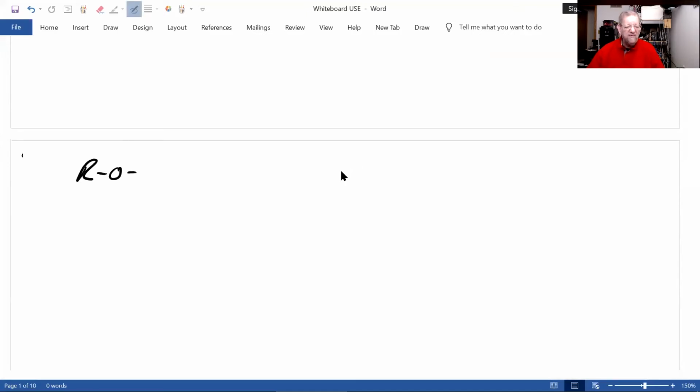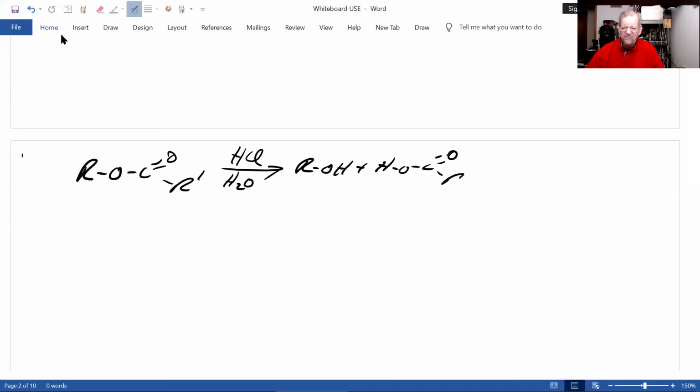Now remember, oil chemists write this backwards. I use HCl because that's what's in your stomach, and water. And as I taught you, but I'm doing it backwards from how I showed you, if you take an ester reacted with acid and water, you get an alcohol plus the carboxylic acid you would have used to make that.